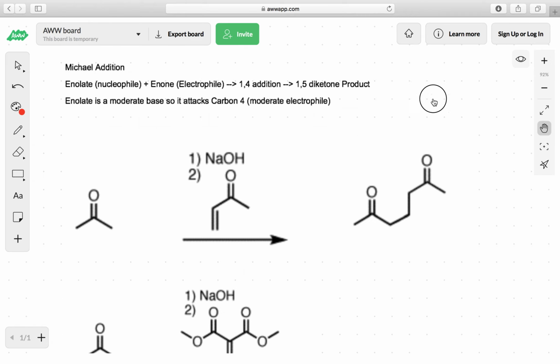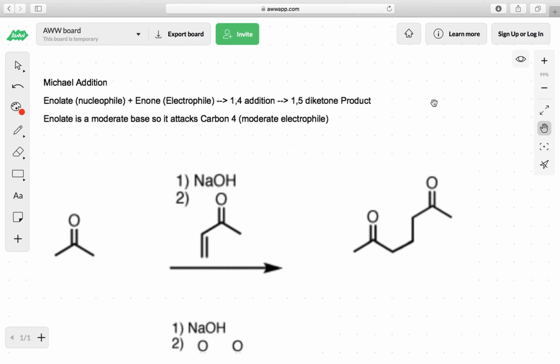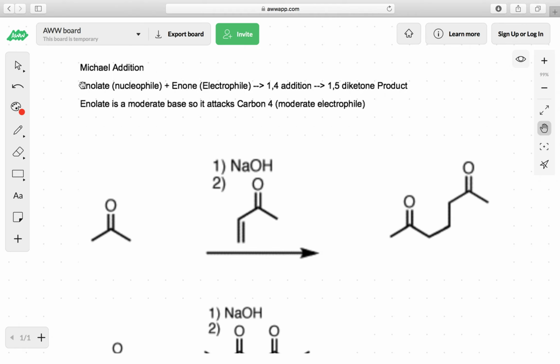Alrighty, so now let's go over the next reaction on our list. This is Michael addition. Michael addition is the reaction of an enolate, which is your nucleophile, to an enone, which is an electrophile. And this is a 1,4 addition, and we form a product. But the product has a very specific functional group, and that functional group is a 1,5-diketone.